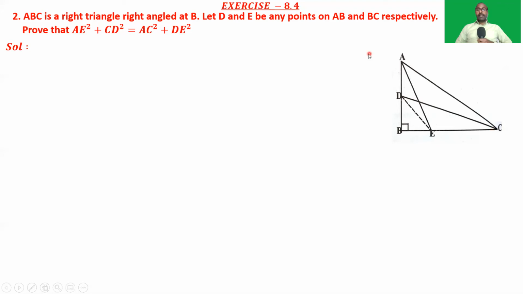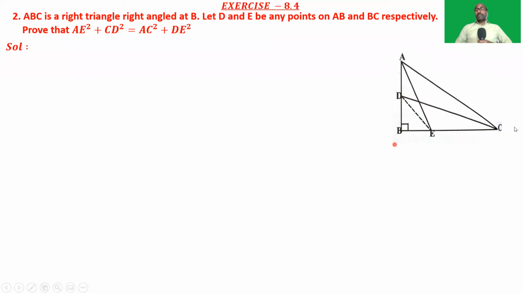So in this triangle ABC, angle B is 90 degrees. D and E are the points on AB and BC respectively. Now we need to prove that AE square plus CD square is equal to AC square plus DE square.